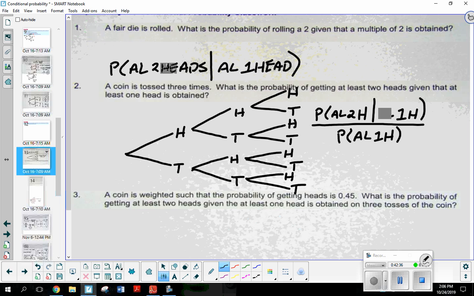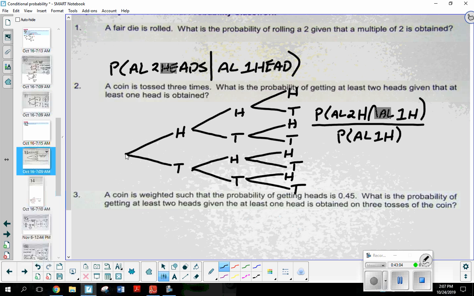Now, be careful about the wording here. If you're talking about at least 1 head, what does that refer to? Yeah, that means as long as there's a minimum of 1 head, but it's still okay to get 2, it's still okay to get 3. All right. So, oh, I don't know why I did that in the middle, sorry. That's an intersection.